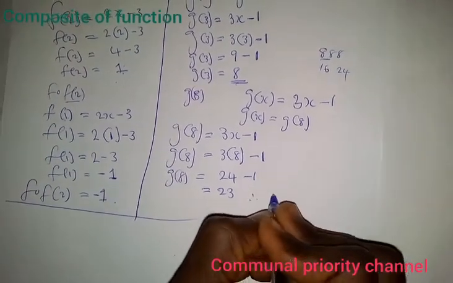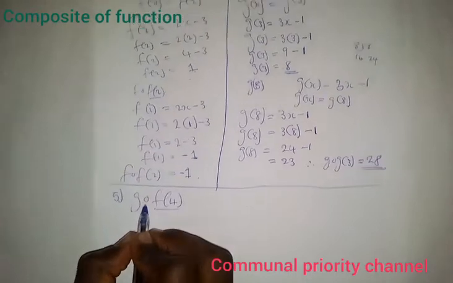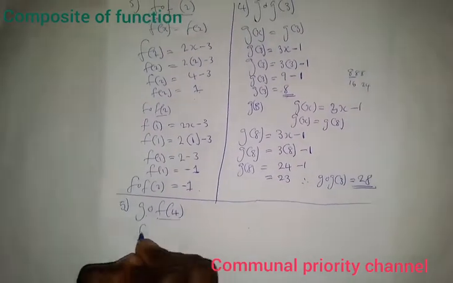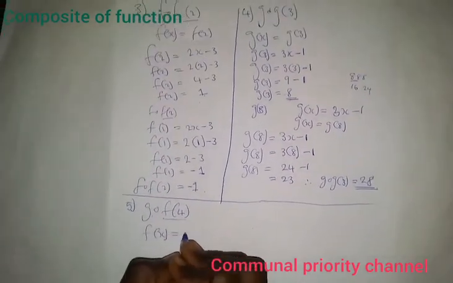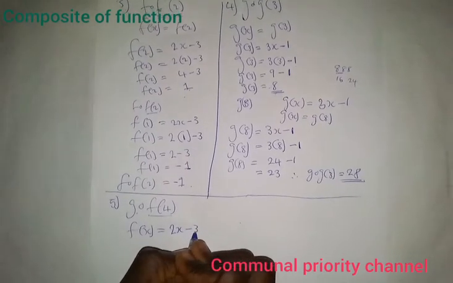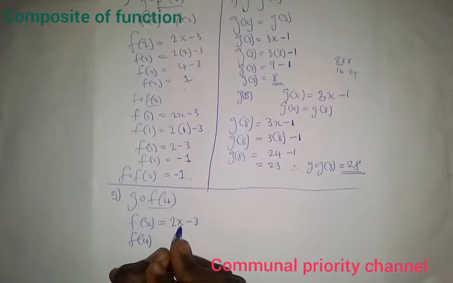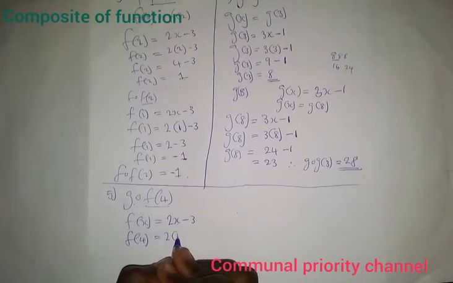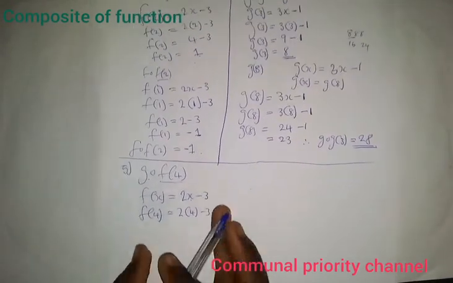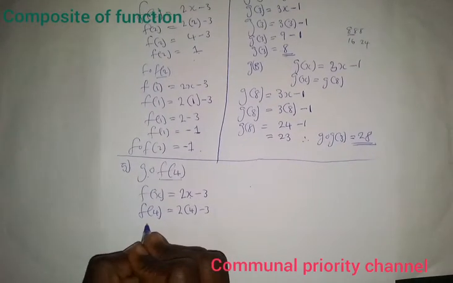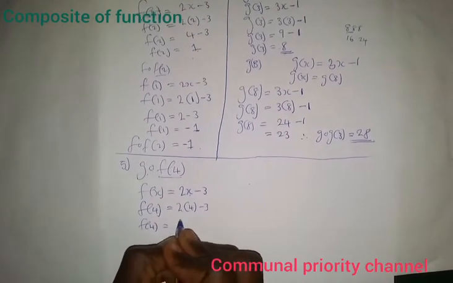So therefore, where we are going to substitute it in what? In g of f of 4. First of all, we know our f of x is equal to what? It is equal to 2x minus 3, as we have in the equation. Therefore, for our f of 4, we replace everywhere that we have x. This will be equal to 2 open bracket 4 close bracket minus 3, right? 2 times 4 is 8. Therefore, f of 4 is equal to 8 minus 3.